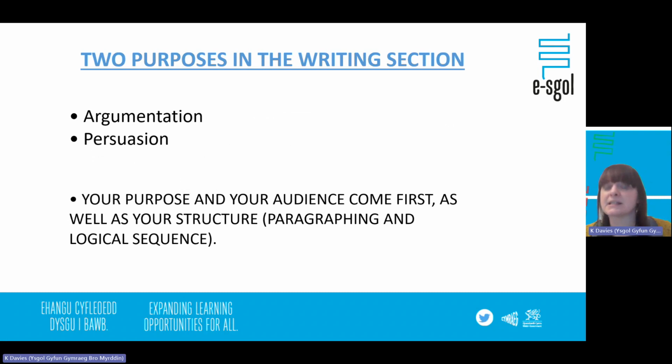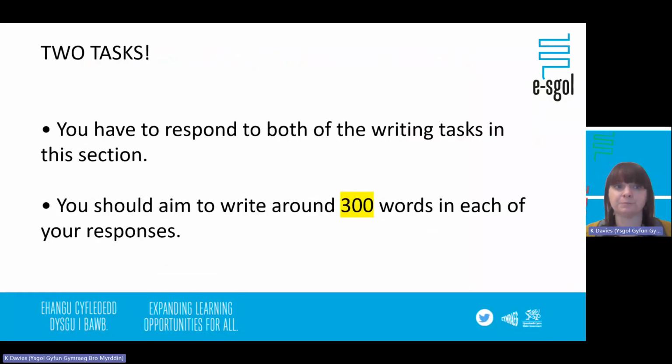So the 2 purposes in this particular writing section for Unit 3 is argumentation and persuasion. Your purpose and your audience always come first, as well as your structure. So making sure you paragraph and you put things in a logical sequence, okay? So like I said, you have 2 tasks that you need to respond to. You need to respond to both of those writing tasks, and you need to write around 300 words in each of those responses.